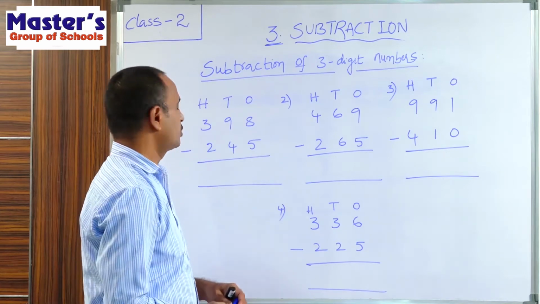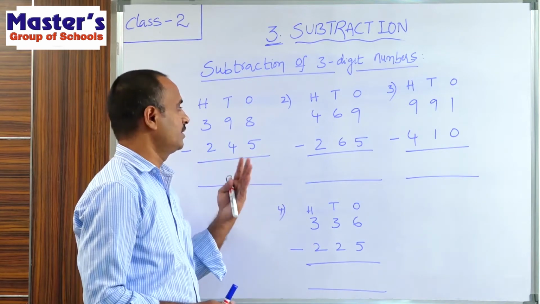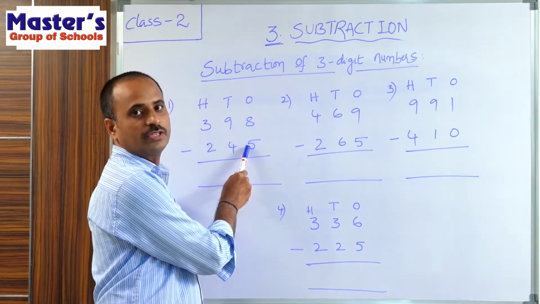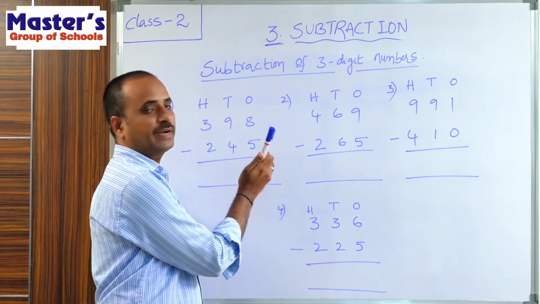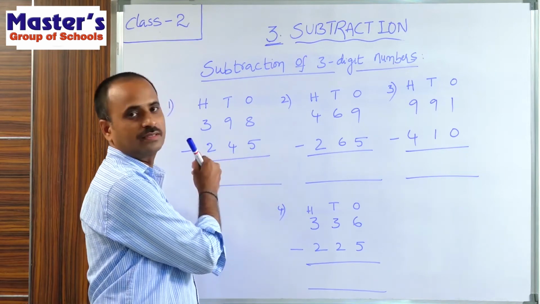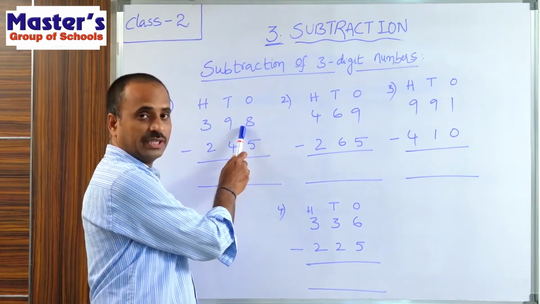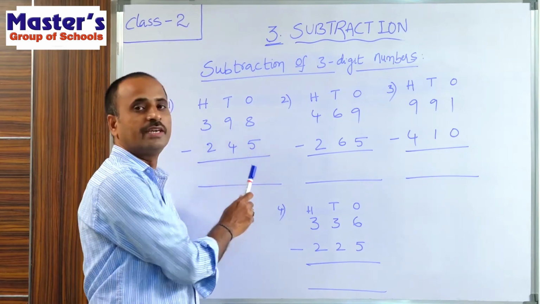So let us start from the ones place. What are the digits present in the ones place? 8 and 5 are present in the ones place. So let us start subtraction from the ones place. Subtract the digits present in the ones place. The first digit is 8 and the second digit is 5.